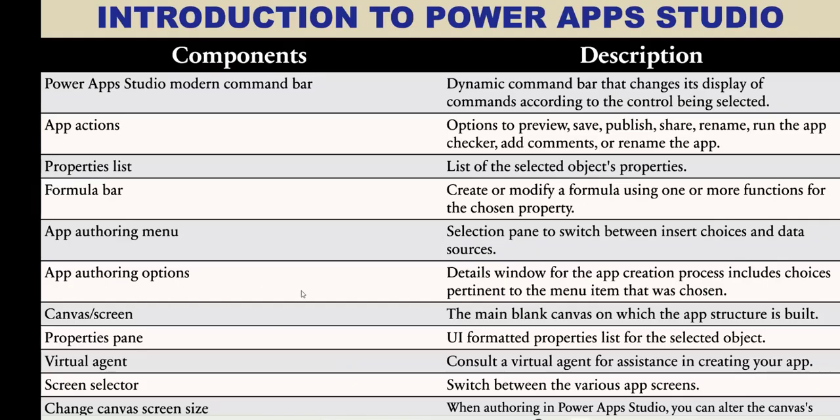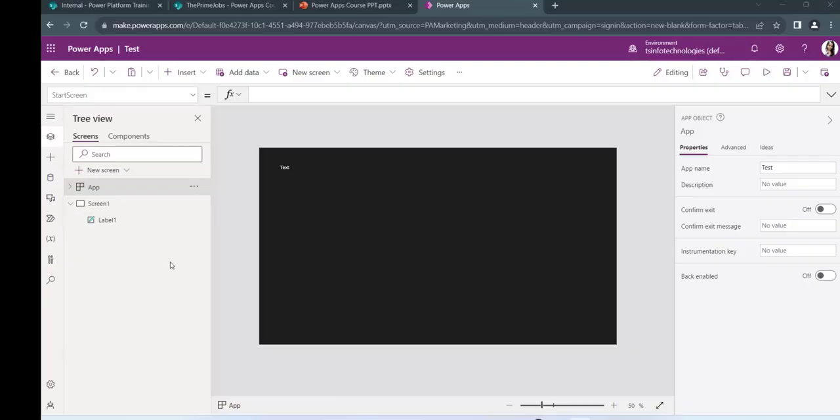Next comes app authoring options. This is the details window for the app creation process. It includes choices pertinent to the menu item that was chosen. Let me tell you what it is exactly. This tree view is called app authoring options, where you can see two types of things. One is screens and one is component. You can create any new component by using this plus new component option.